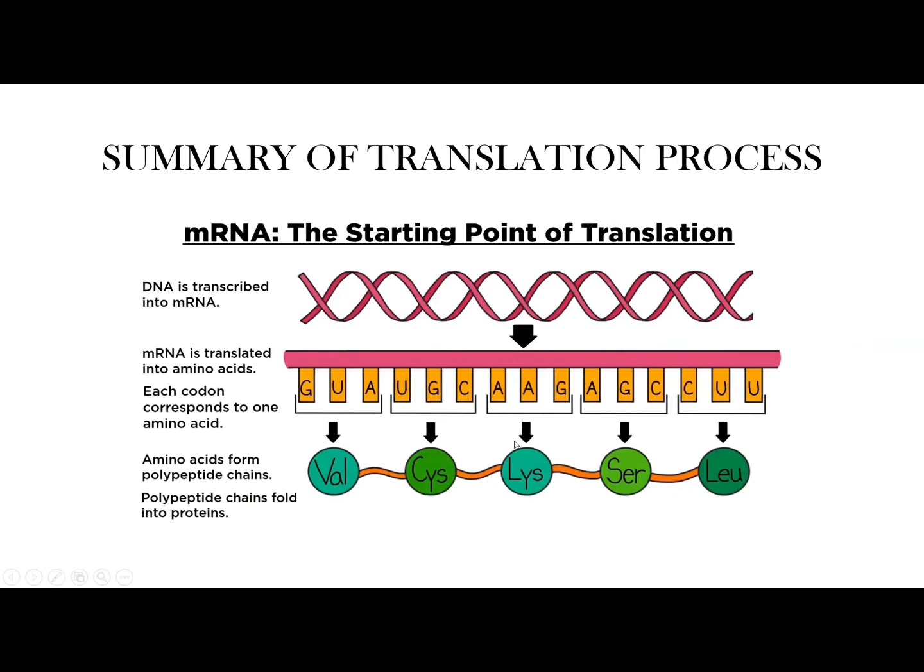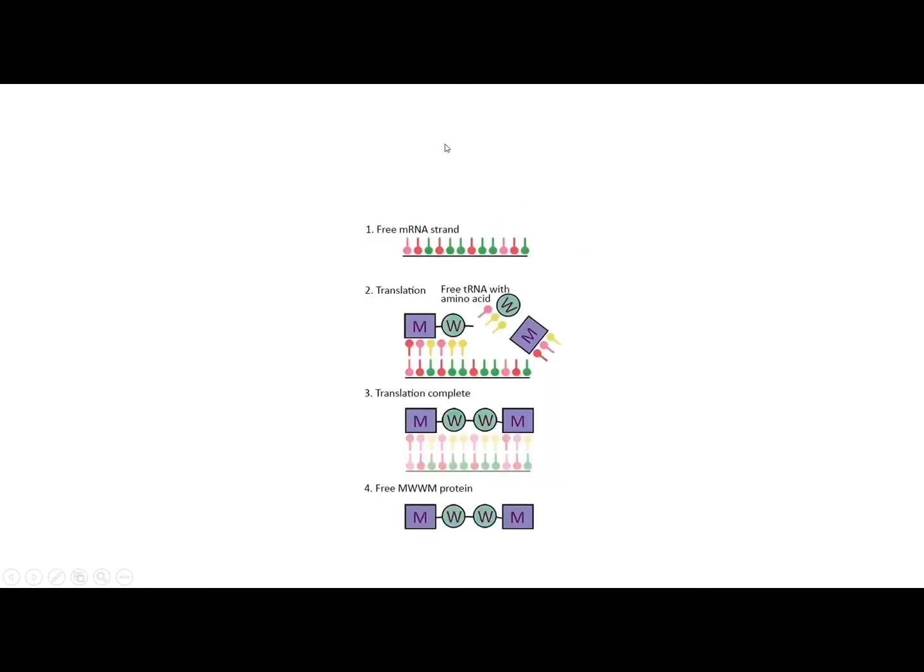So, summary for the translation process. Okay, summary for the whole process. DNA will be transcribed into an mRNA strand, a single strand of mRNA, which consists of 4 nucleotide bases: A, G, C, U. Okay, so mRNA is translated by the tRNA into amino acids. Okay, and each codon corresponds to 1 amino acid. It can be up to 20 amino acids in a single protein. Okay, and then the amino acids will undergo modification and form a polypeptide chain, and this polypeptide chain folds into a complex protein.